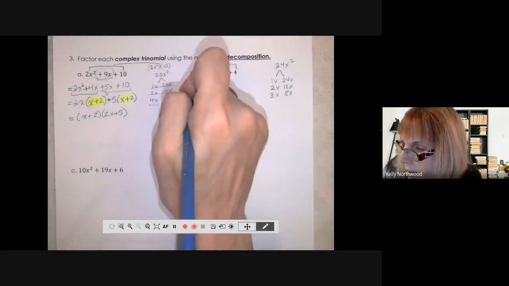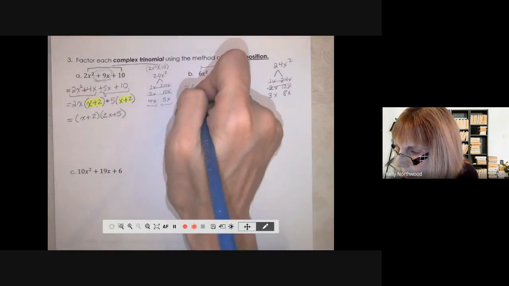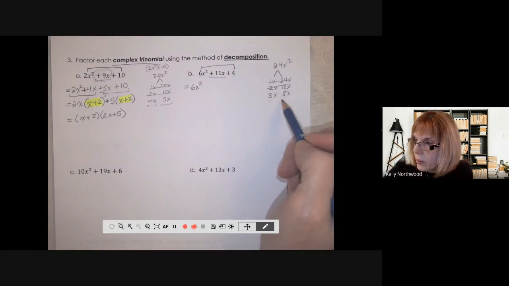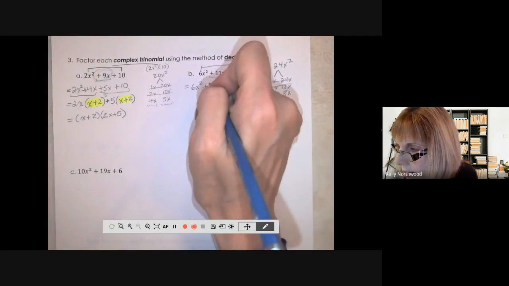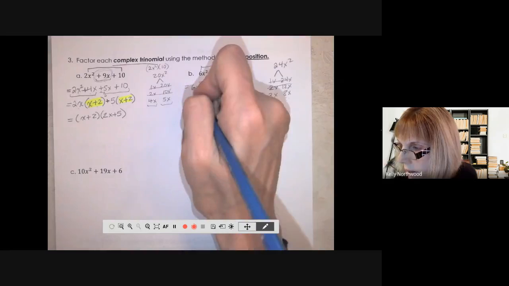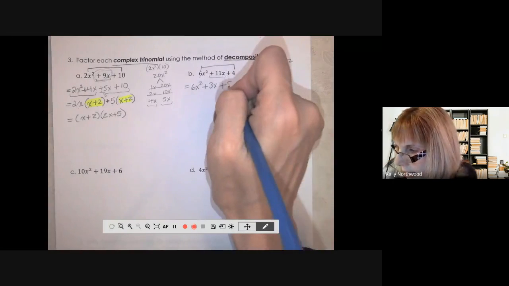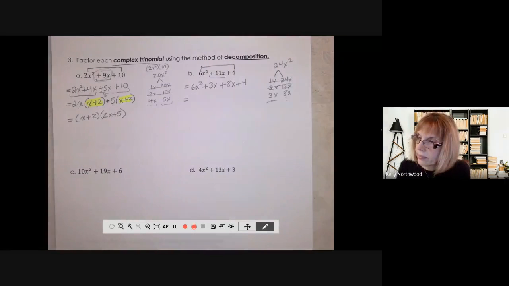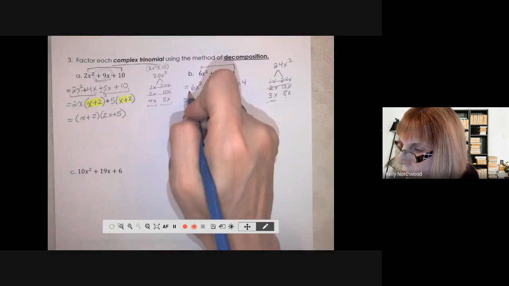Okay, so now that you've got your terms, recopy your 6x squared down and then see from a common factoring standpoint what you think has more in common. So I'm going to say 3x is, 3 and 6 are common factors, plus 8x plus 4. So now you've created factoring by grouping.